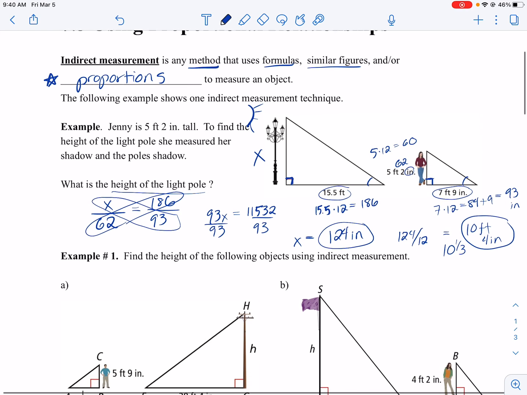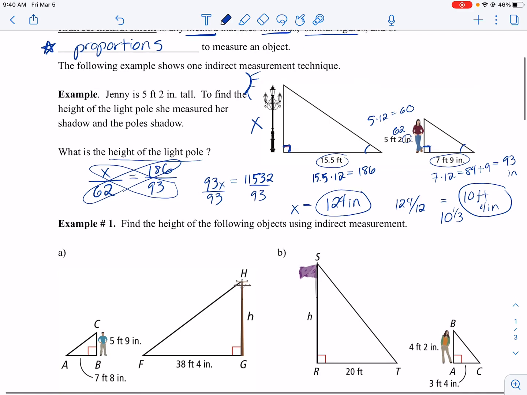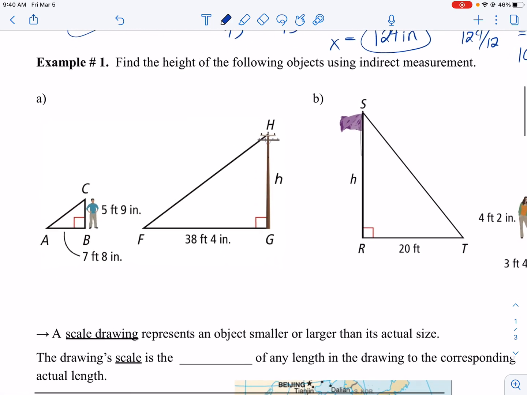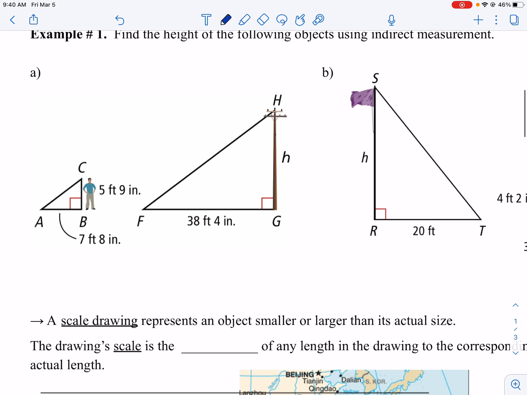Let's try another example of indirect measurement when we're setting up proportions. Let's do this telephone pole here with this gentleman who's 5 feet 9 inches. Again, a quick conversion to get these all in the same unit. So this would be 60 plus 9, so 69 inches. 84 plus 8, 92 inches. 38 plus 4, 460 inches. And we're solving for the height.